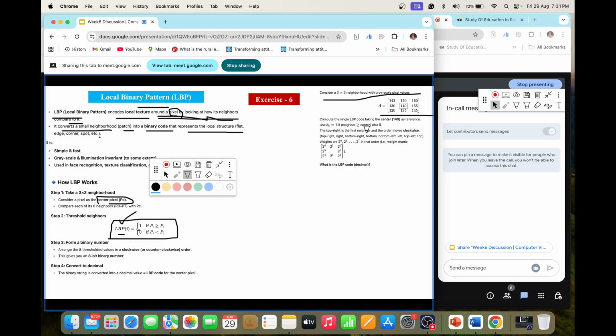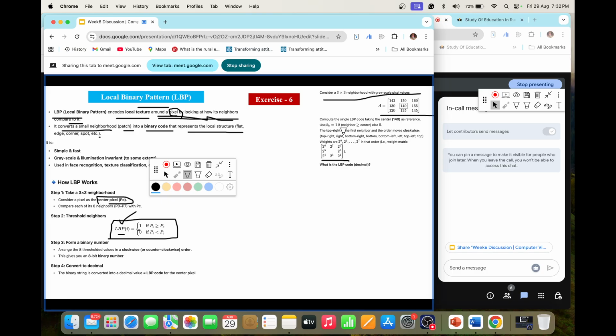The top right is the first neighbor, and the order moves clockwise. So this is the first neighbor, top right, then this is right, and this is bottom right. Similarly, top center, center, and bottom center. Similarly, top left, left, and bottom left. That is how we do the nomenclature.